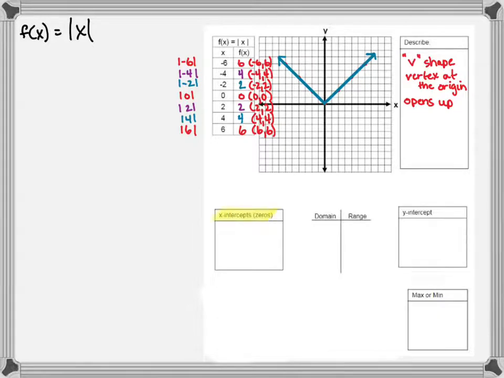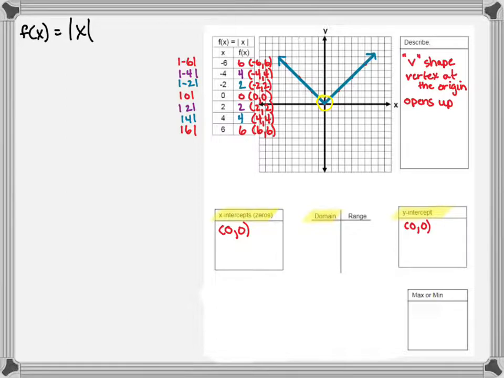So for example, let's look at the x-intercepts. That's where the graph crosses or touches the x-axis. And in this case, there's just one point. So our x-intercept is (0, 0), the origin. The y-intercepts are where the graph crosses or touches the y-axis, and in this case, it is also the origin. So (0, 0) is also the y-intercept.